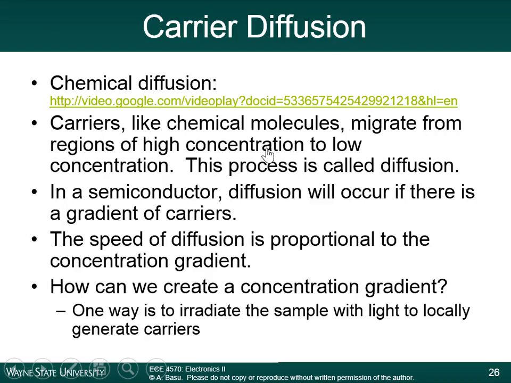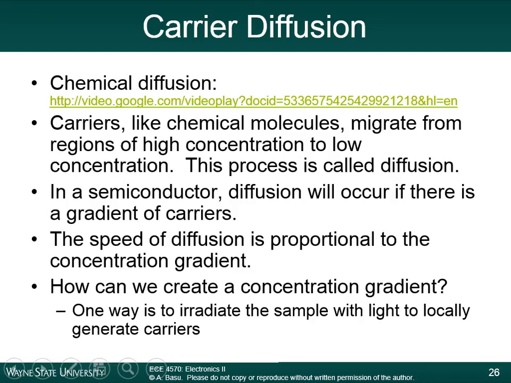So that's what we're going to talk about here. In semiconductors, diffusion will occur if there is a gradient of carriers: a high electron concentration on one side and a lower electron concentration on the other. The way that we can do that is by irradiating the sample with light. The speed of diffusion is proportional to the concentration gradient.